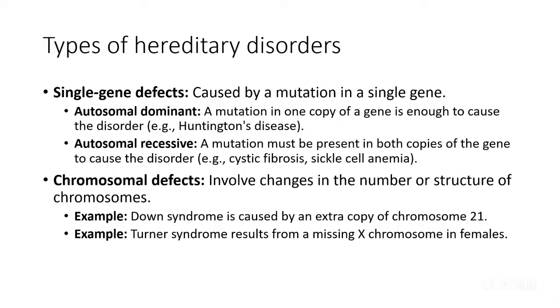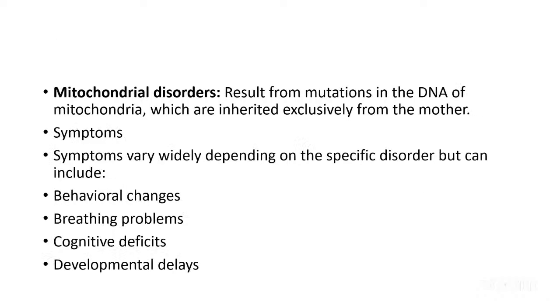Then the second broad type of hereditary disorder is known as chromosomal defect, which involves changes in the number or structure of the chromosomes. For example, Down syndrome is caused by an extra copy of chromosome 21. Another example, Turner syndrome, results from a missing X chromosome in females.